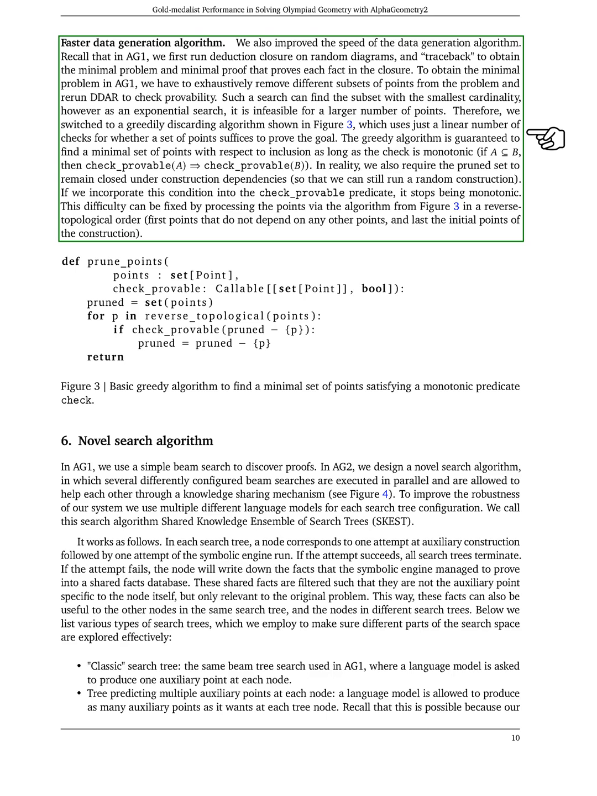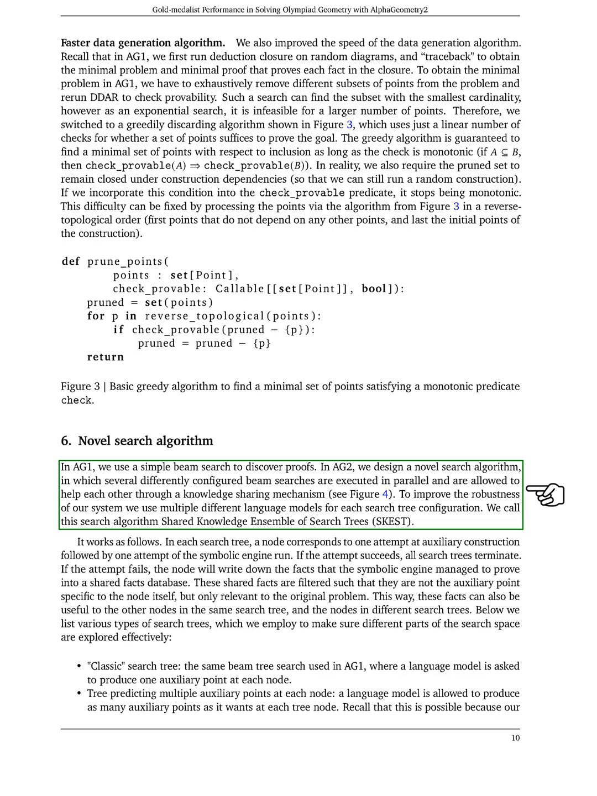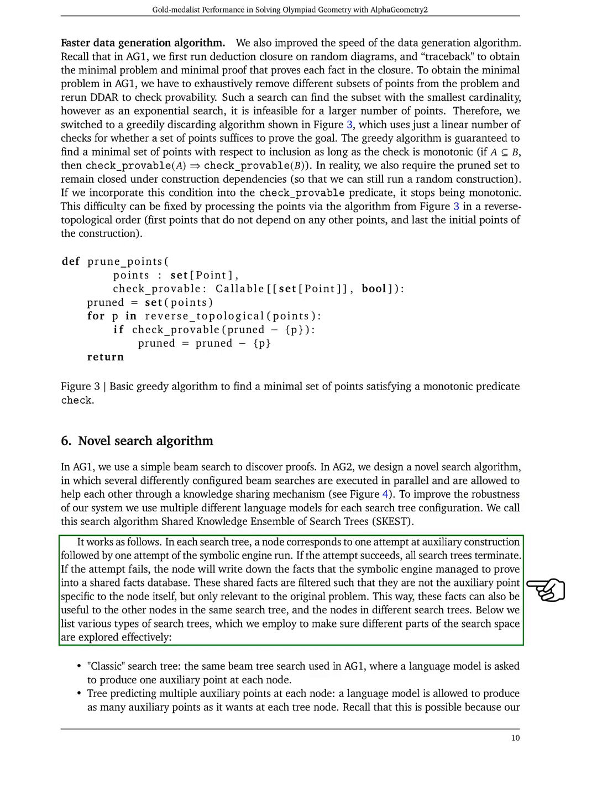Additionally, we have developed a novel search algorithm in AG2. Instead of the simple beam search used in AG1, we now run multiple differently configured beam searches in parallel, allowing them to share knowledge. We refer to this as the Shared Knowledge Ensemble of Search Trees, SKEST. In this approach, each node in a search tree represents an attempt at auxiliary construction followed by a symbolic engine run. If successful, all trees terminate. If not, the node records the facts proven by the symbolic engine into a shared database, which can benefit other nodes.